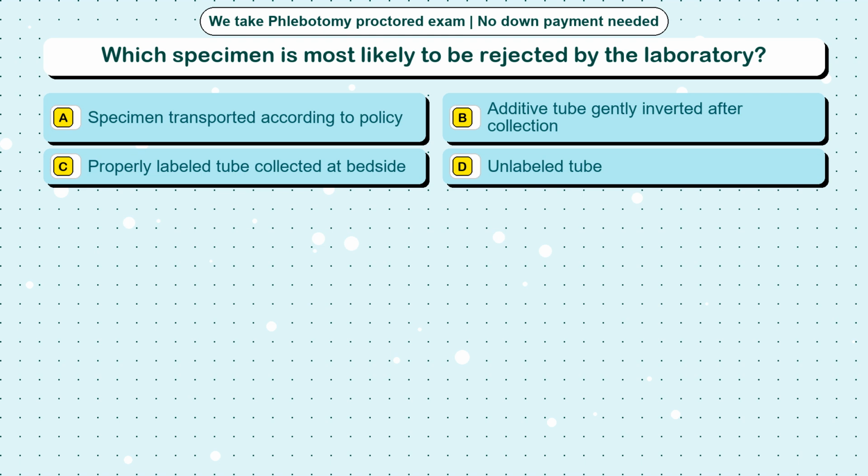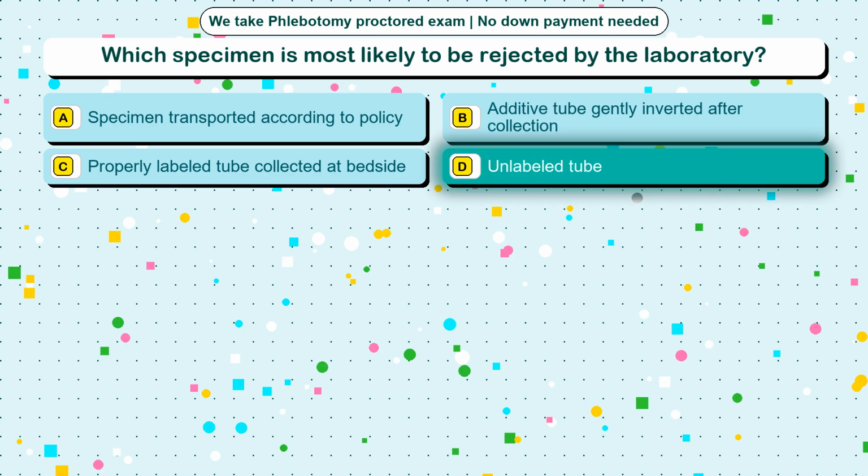Question 78. Which specimen is most likely to be rejected by the laboratory? Option A. Specimen transported according to policy. Option B. Additive tube gently inverted after collection. Option C. The properly labeled tube collected at bedside. Option D. Unlabeled tube. The correct answer is option D.